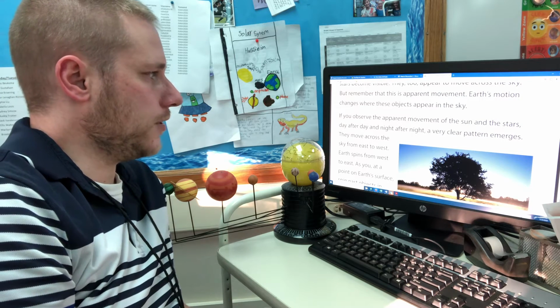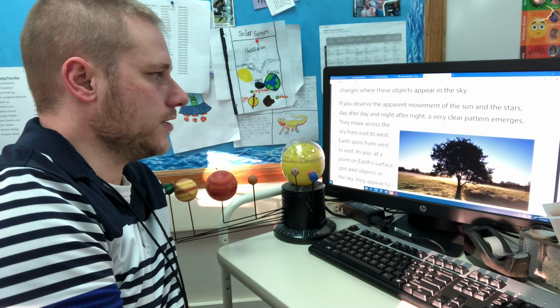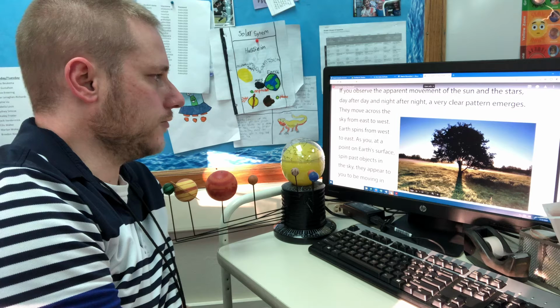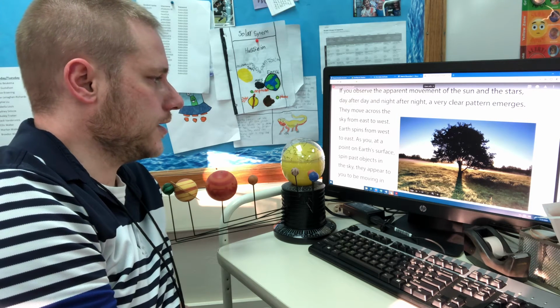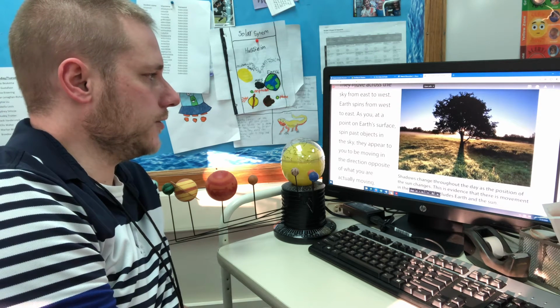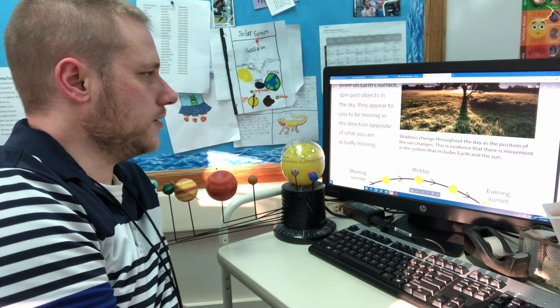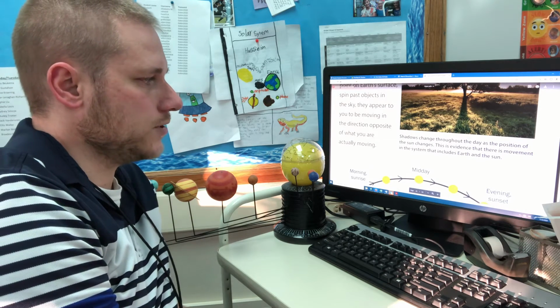If you observe the apparent movement of the sun and stars, day after day and night after night, a very clear pattern emerges. They move across the sky from east to west. Earth spins from west to east. As you, at the point of the Earth's surface, spin past objects in the sky, they appear to be moving in the direction opposite of where they're actually moving.